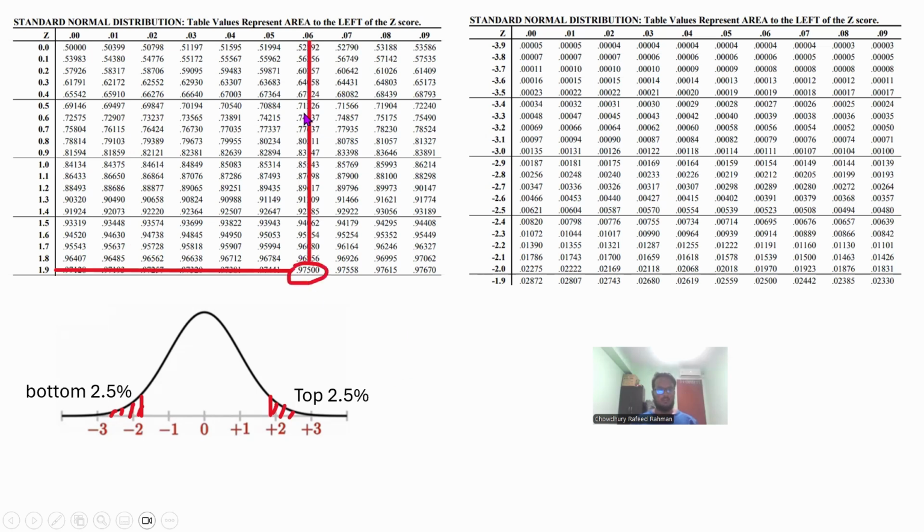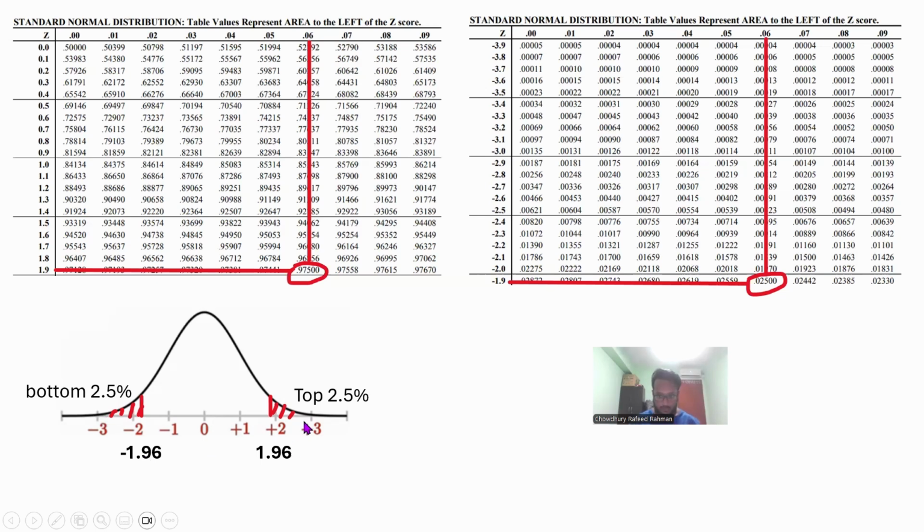So if we actually do the math, and if you look at the Z table, you can see that 1.96 has the value of 97.5%. So this is where, at this point, the whole left side is going to be 0.975 area. And here in the negative part you can see at minus 1.96 right here the value is 0.025. So this is the bottom 2.5%, right? So the critical values are minus 1.96 and 1.96.